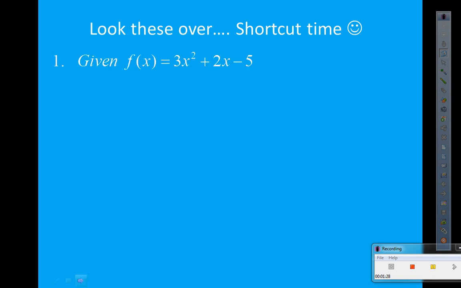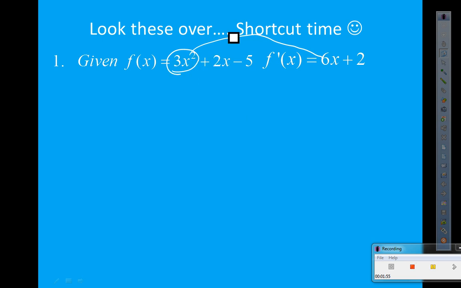So here goes. Here are some things that I made up. These are some questions that we've done throughout Chapter 3. I'm going to tell you that f of x is 3x squared plus 2x minus 5. Hey, check out what the derivative is. The derivative of that is 6x plus 2. I want to point something out here. I'm going to find the derivative of 3x squared, and it must be 6x.